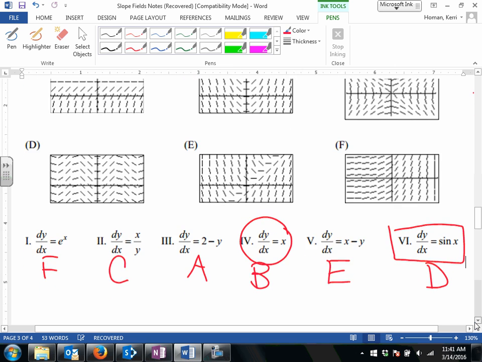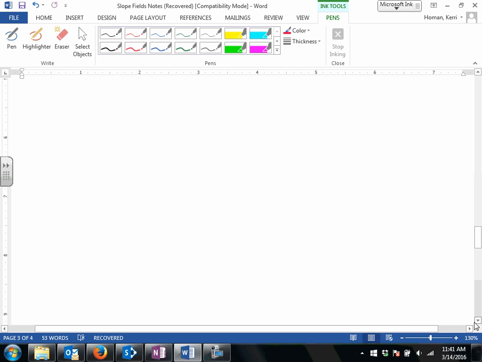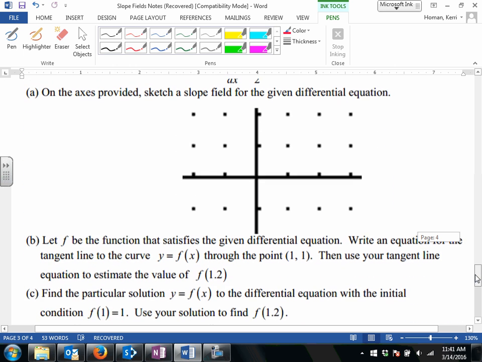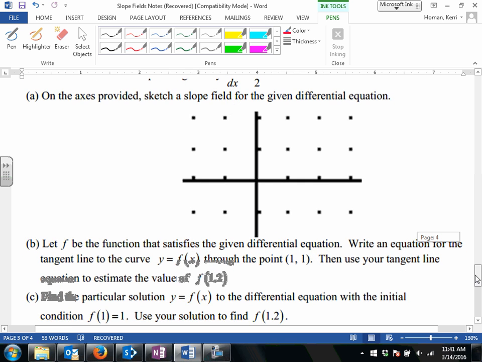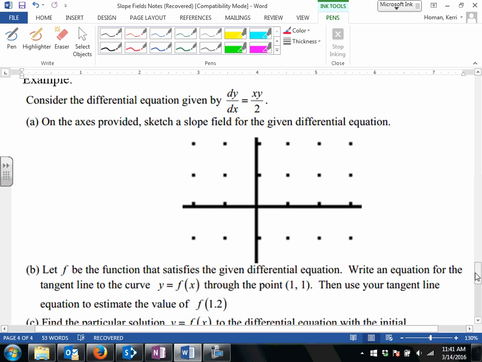All right, AP question. Are you ready? Not really. Okay, on the axis provided, sketch a slope field for the given differential equation. Go ahead and do that, please. dy/dx equals xy divided by 2.